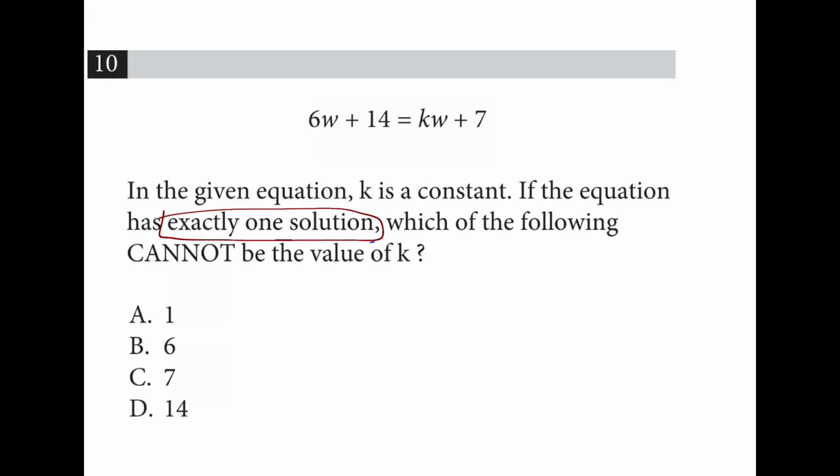In the given equation, k is a constant. If the equation has exactly one solution, which of the following cannot be the value of k? So for linear systems like this, the only other possibilities are infinite or no solutions. So it turns out if you plugged in a 3 and doubled everything on the right, you'd have infinite solutions. Or if you plugged in a 6, you would cancel out the 6 w's and you'd have a false statement, which would be no solutions. That's the only one that's listed here, B.